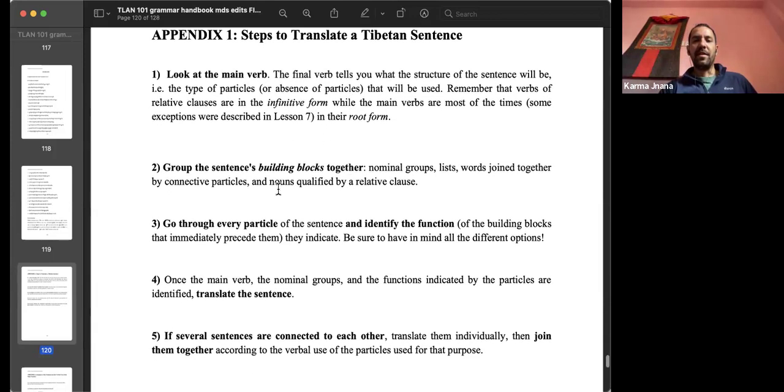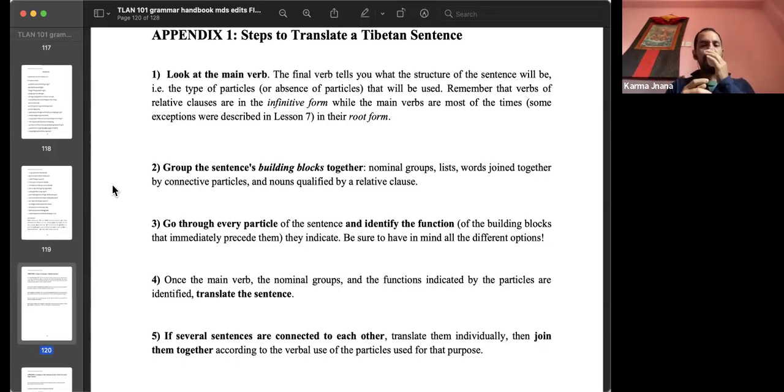Then after that, we group them together into blocks. Personally, if I'm translating, and I have an actual paper that I'm writing on, I like to mark the sections with brackets. This helps in my mind to compartmentalize.